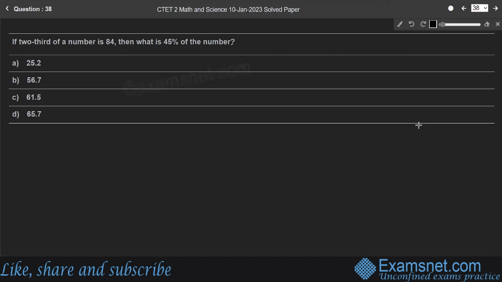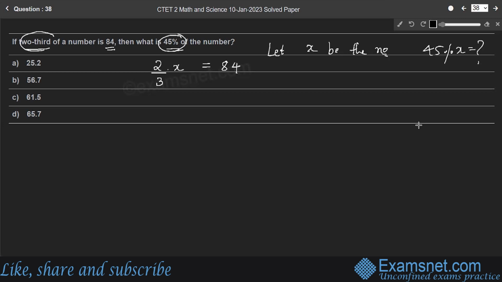Question 38. If 2/3 of a number is 84, then what is 45% of the number? So let us assume the number as x. So let x be the number. 2/3 of a number becomes 2 by 3 into x, which is equal to 84, right? So what is 45% of the number? We have to find 45% of x. For that we need the value of x, right? Let us find the value of x.